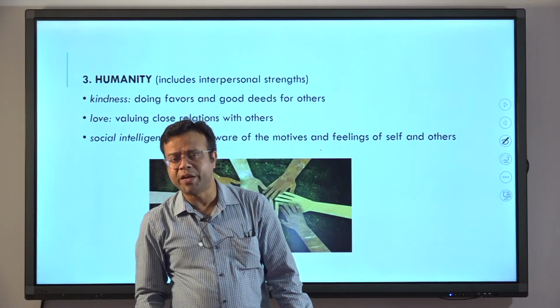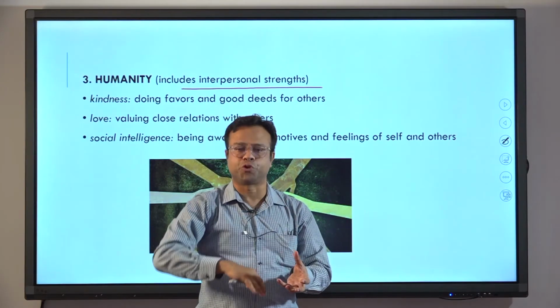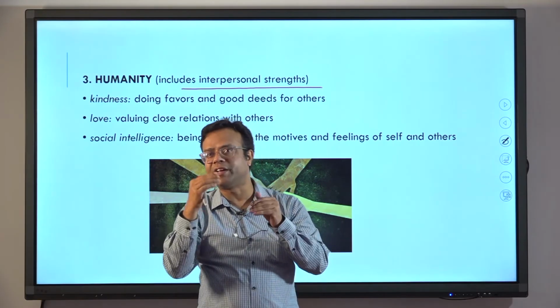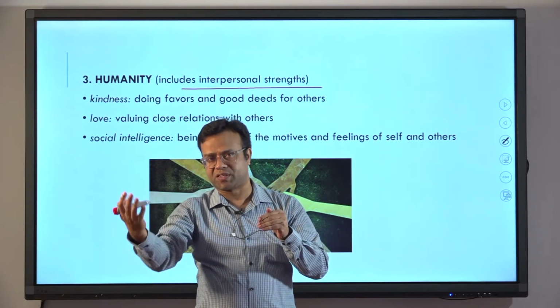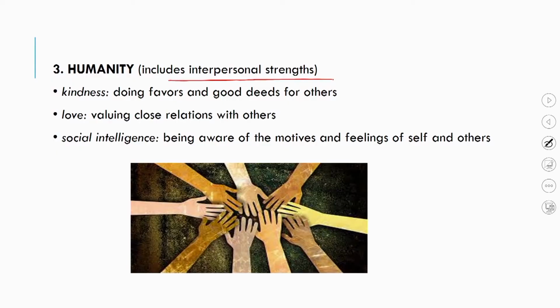The third one is called humanity, the virtue of humanity, and under this there are three character strengths. Humanity includes interpersonal strengths. How do you relate with people? What is your relationship with people? So that is what humanity as a virtue expresses. It may include kindness, doing favors and good deeds for others. You have a good intention for other people, which may be expressed in terms of helping or supporting other people and so on. So that is called kindness.